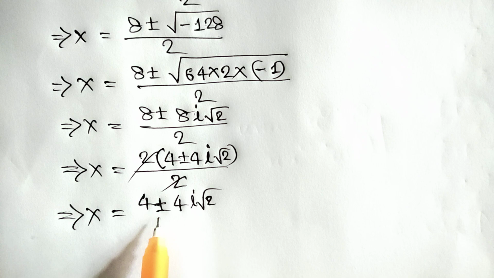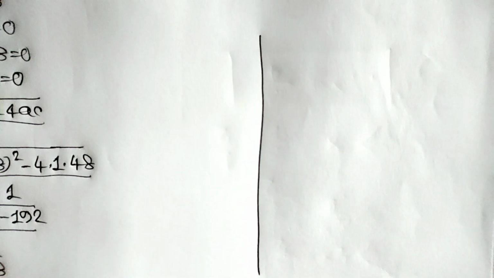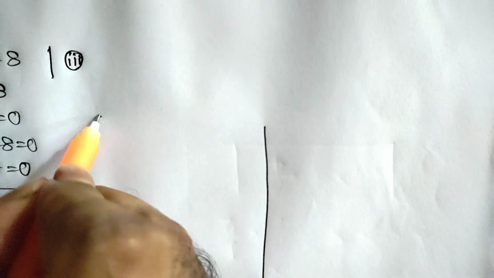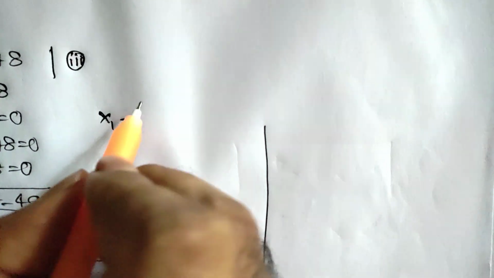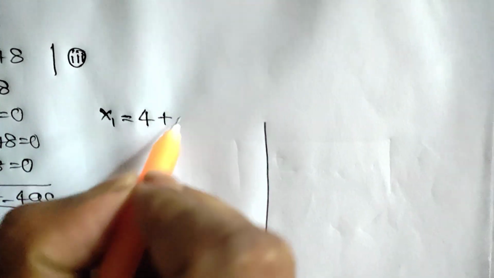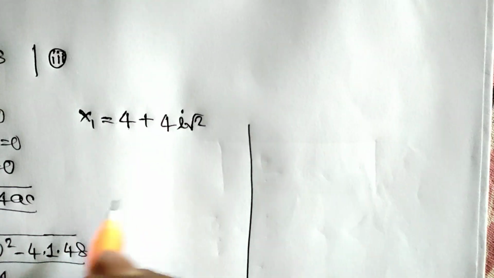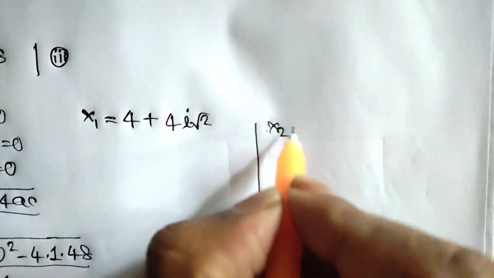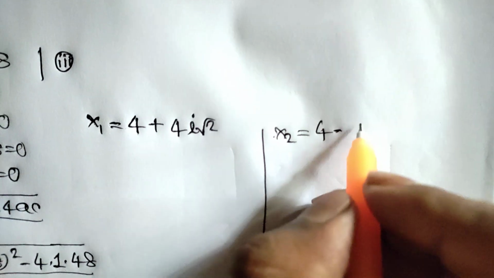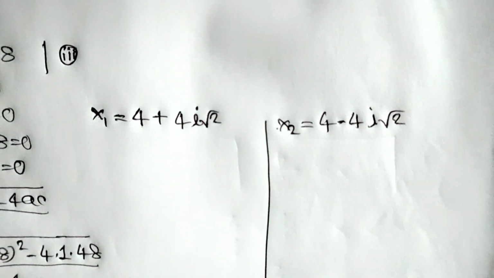Now attention, here there are two values of x because here it is plus or minus. So we can write x1 is equal to, when we take plus, x1 is equal to 4 plus 4i square root of 2, and when we take negative, x2 is equal to 4 minus 4i square root of 2.